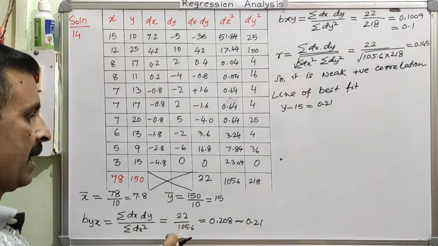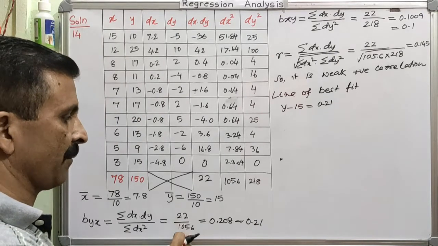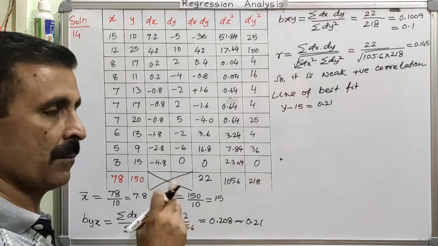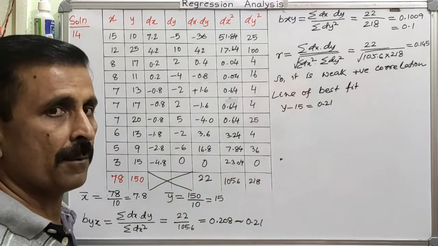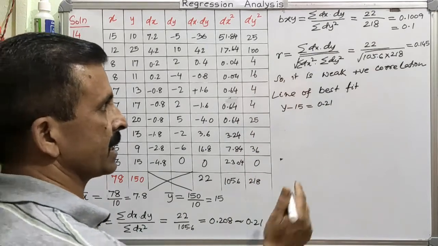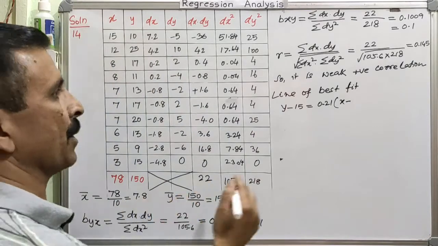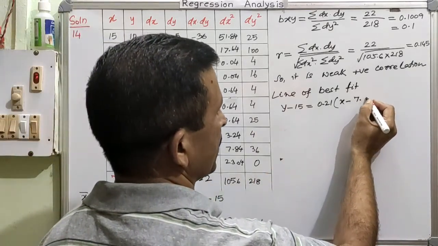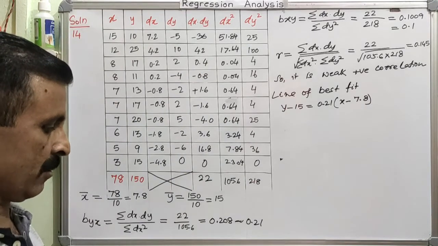Unfortunately, here the figure is so horrible. We cannot write this in the fractional form. Writing in the fractional form will be a very painful work. Therefore, we are taking the decimal value of byx. Is it understood? X minus x mean, and x mean is 7.8. Is it alright? Now we will do the calculation.